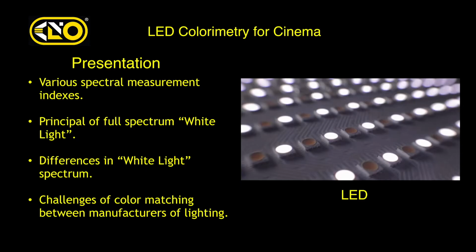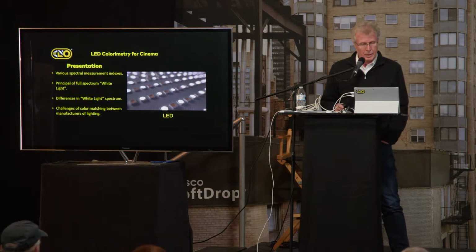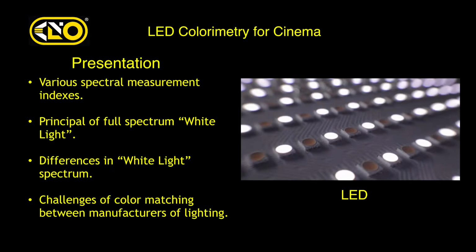I'm just going to briefly touch on various spectral measurement indexes. We all have meters that give us information. What do we do with that? I want to talk about the principle of full spectrum white light, the differences in white light. There's a lot of it out there. And the challenges of color matching between all of us different manufacturers, so when you get us all on a set together, you don't bash your head against the wall and wonder why none of this is working right.